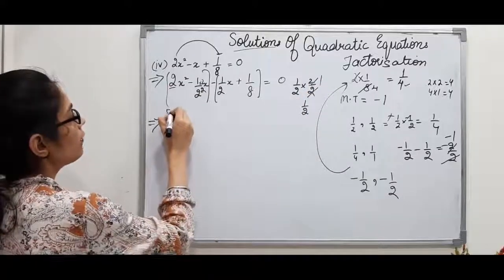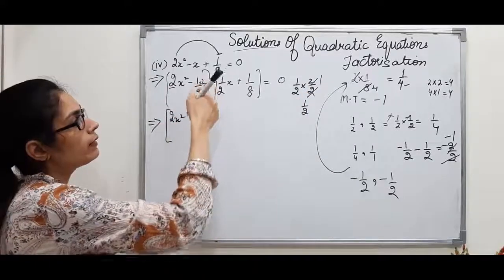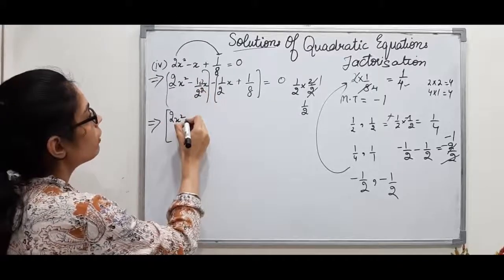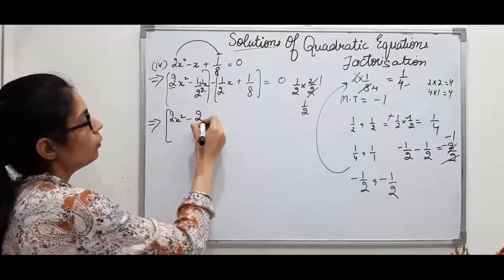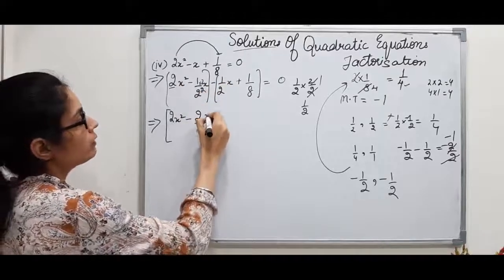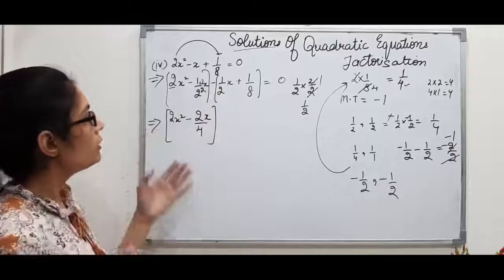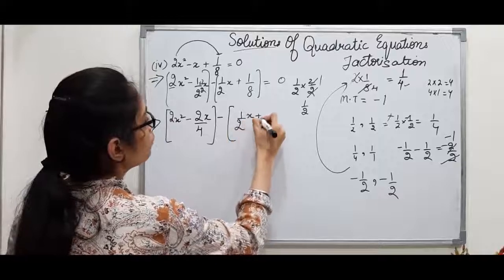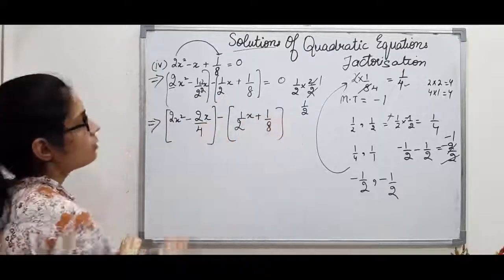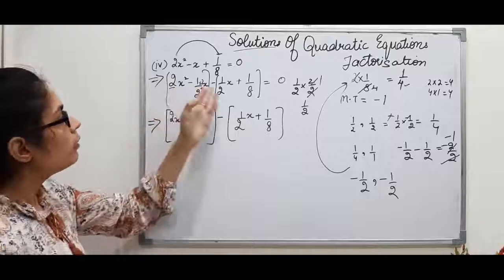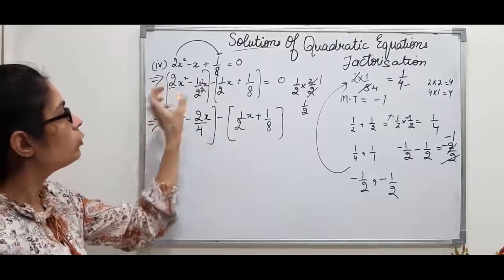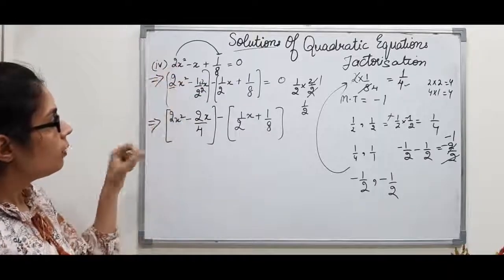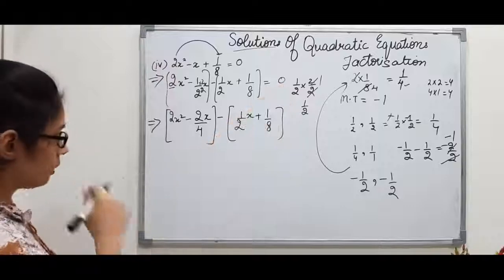So I will get 2x square. On multiplying and dividing 1 by 2 with 2 by 2, I will get 1 into 2, 2, 2 into 2, 4. x is already there. So this is the additional step which we have done here. Minus 1 by 2 plus 1 by 8, this we will write as it is. Since it's a fractional number and we don't have anything common, just to make 2x the same, I have multiplied and divided this term with the same number.